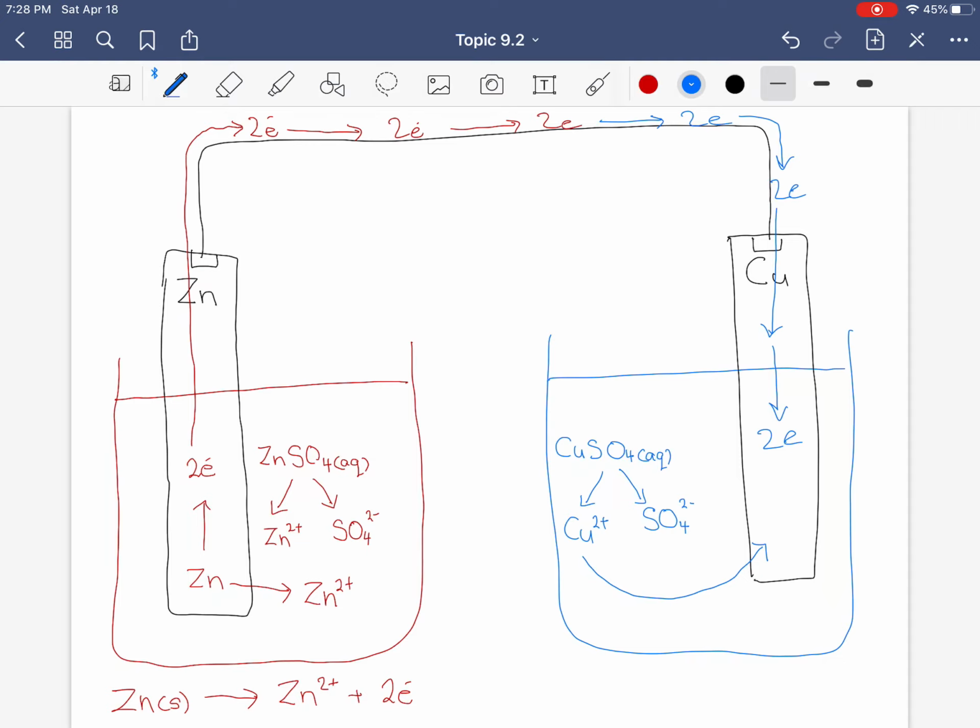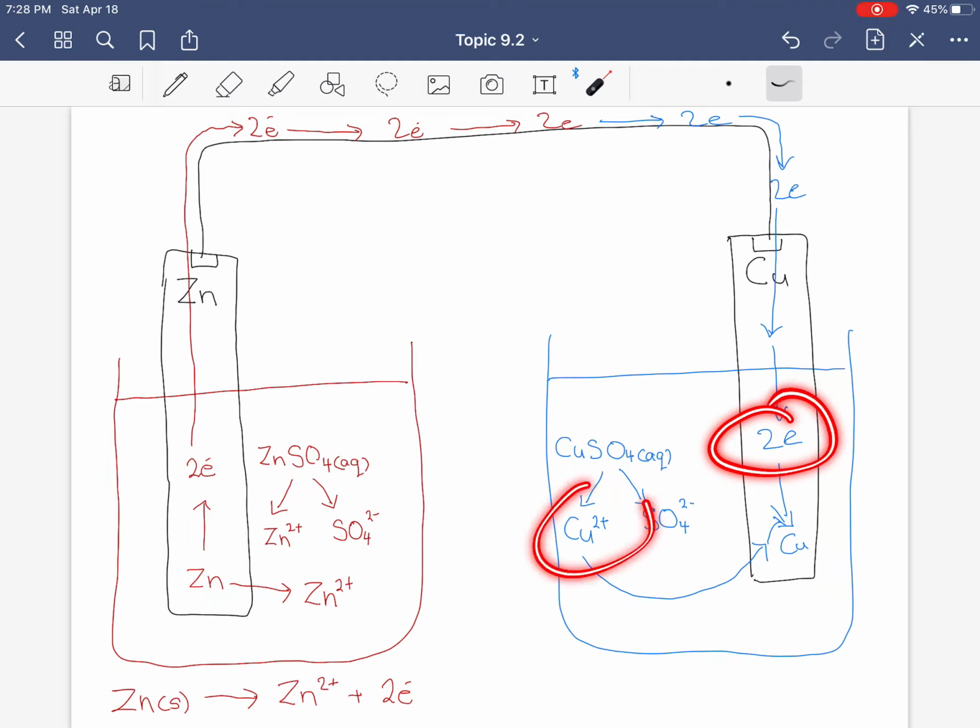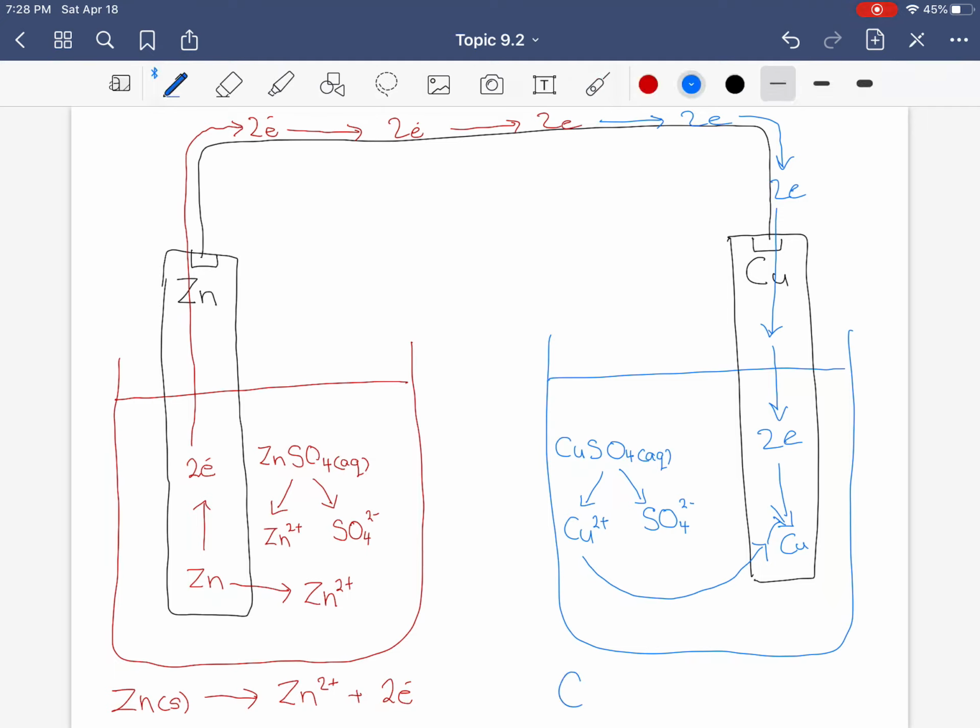I want to come here and capture those 2 electrons and become Cu solid, right? Cu2 plus, adding 2 electrons will give you Cu. Let's write this down here. So Cu2 plus plus 2 electrons will give you Cu in solid form. That's what Cu2 plus is going to do.